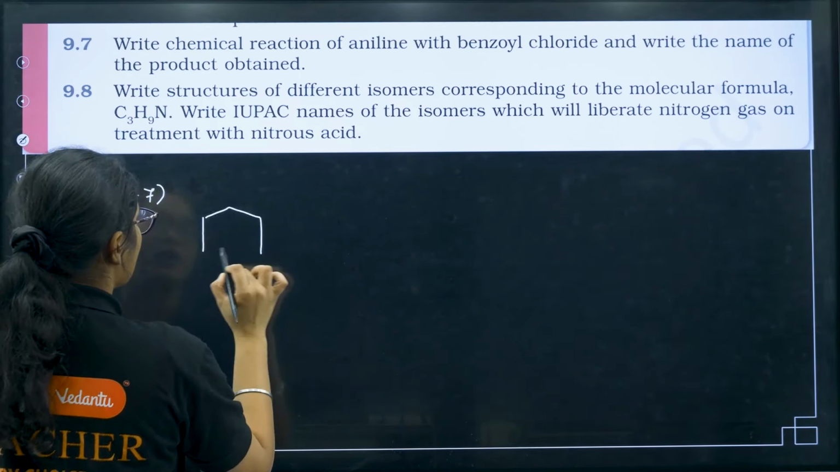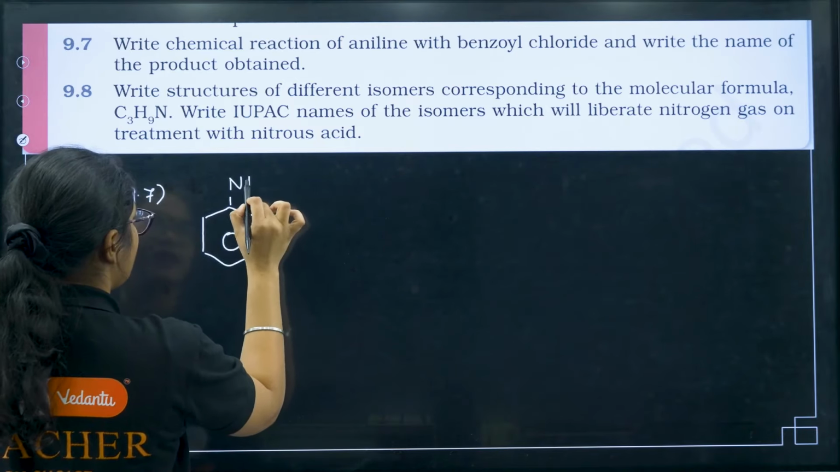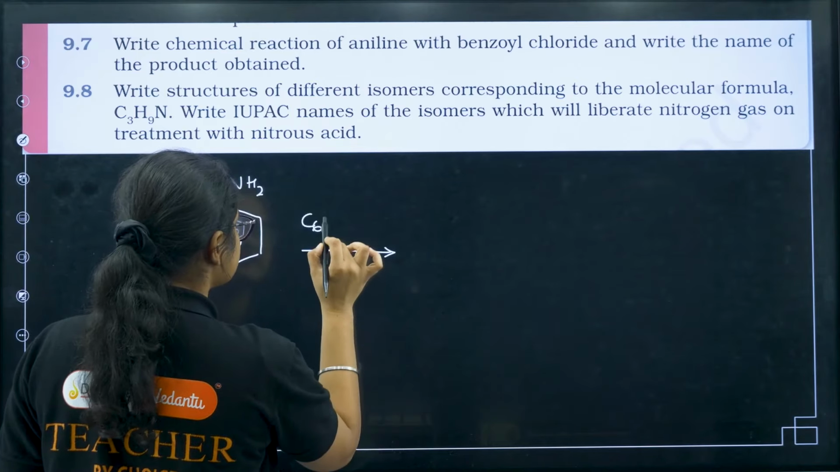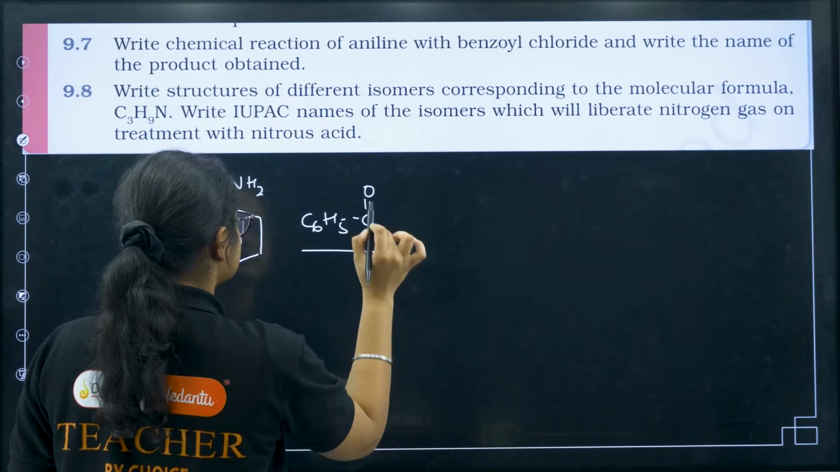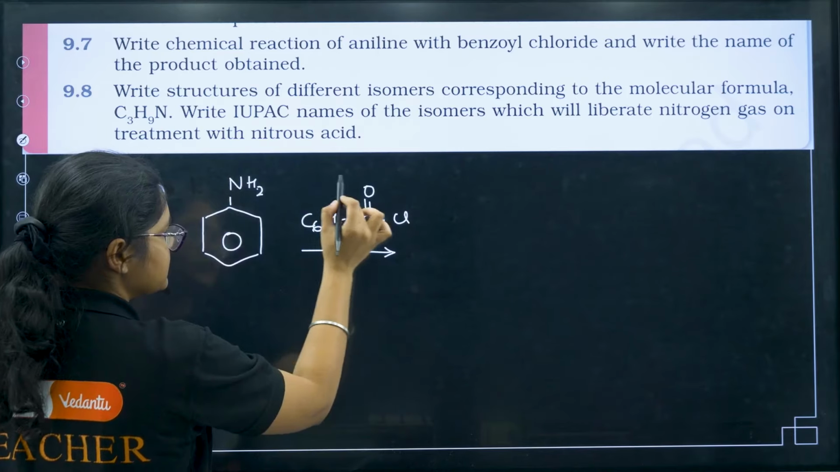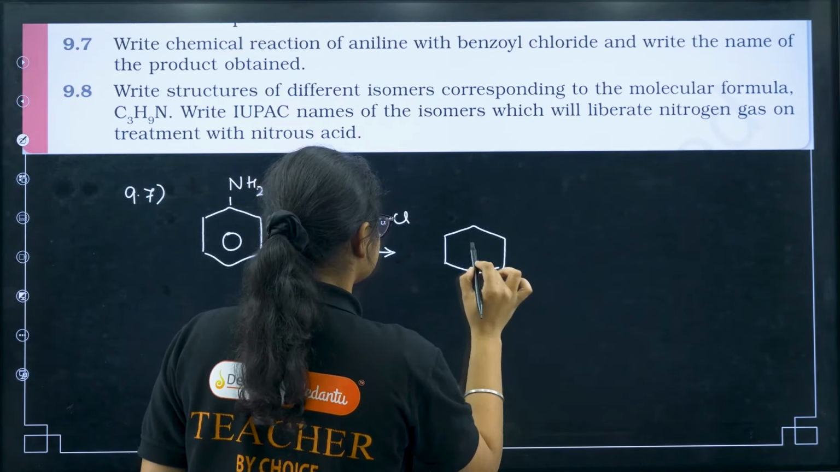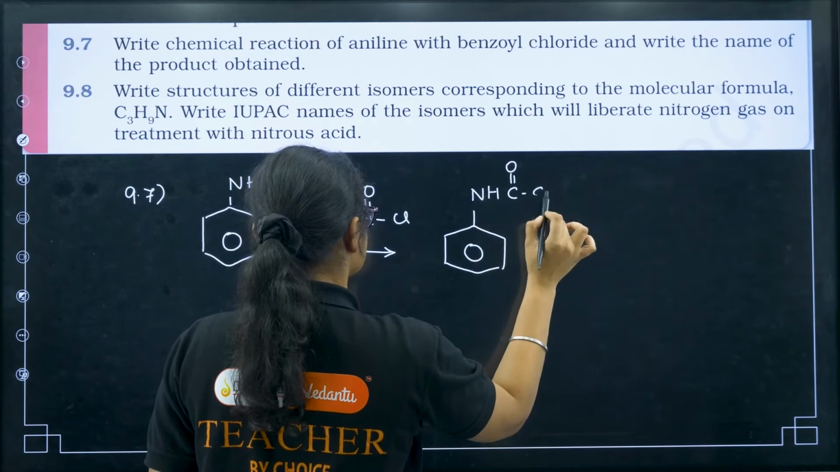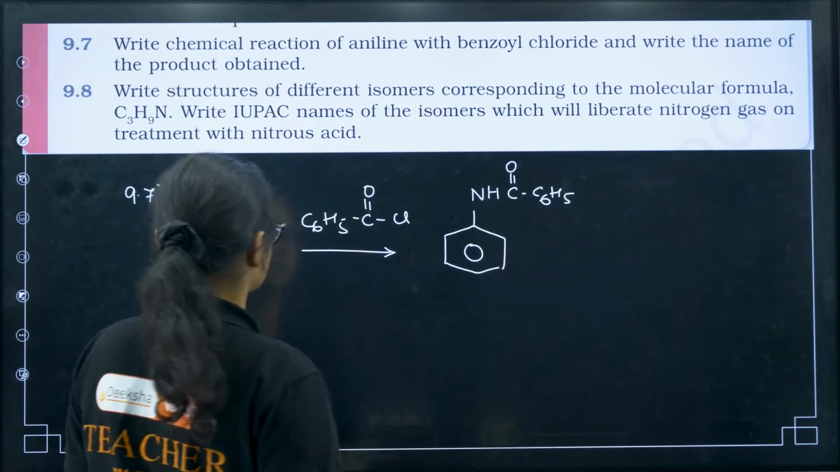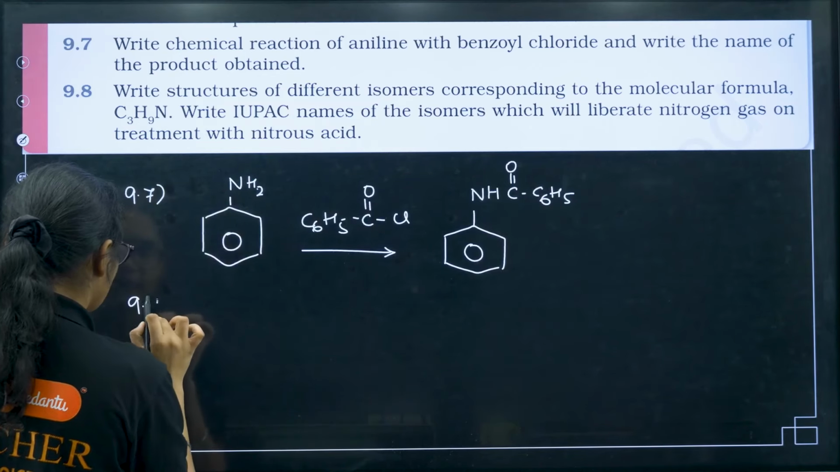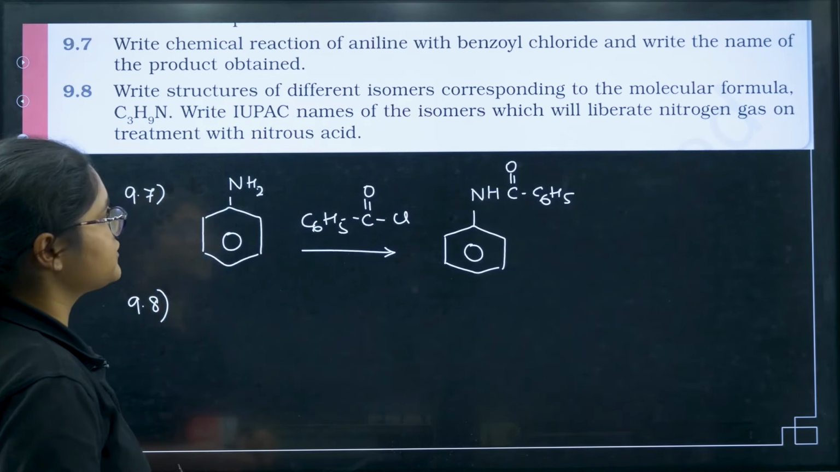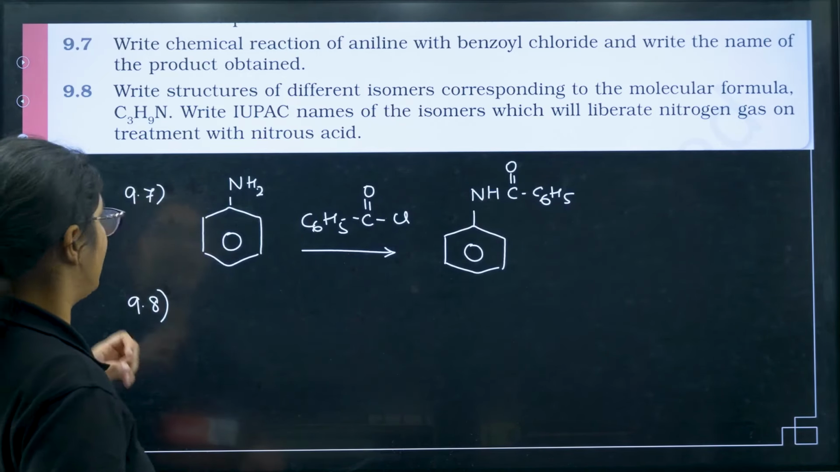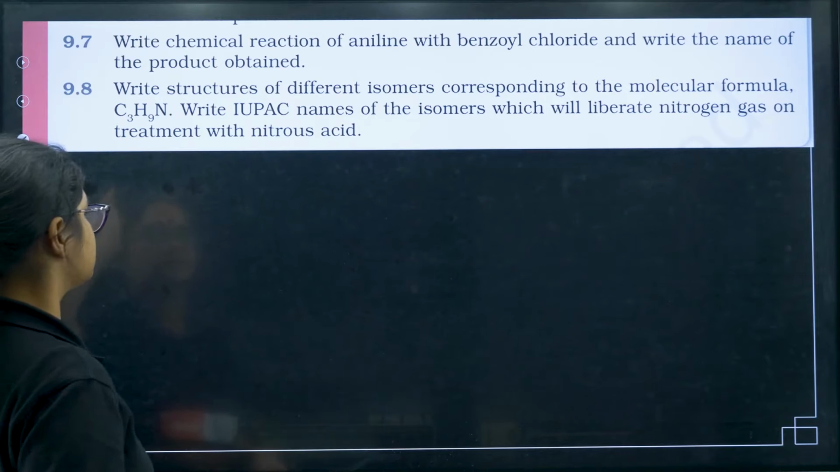This is your benzoylation. So if I have NH2 and I treat it with benzoyl chloride, that is C6H5COCl, this H will be replaced with this group and you will get NHCOC6H5. Okay, next we have 9.8. Write the structures of different isomers corresponding to the molecular formula C3H9N. Okay, so I will solve this one, 9.8.